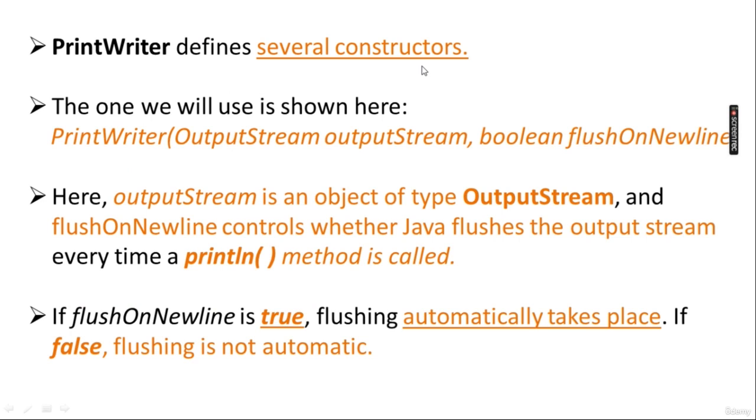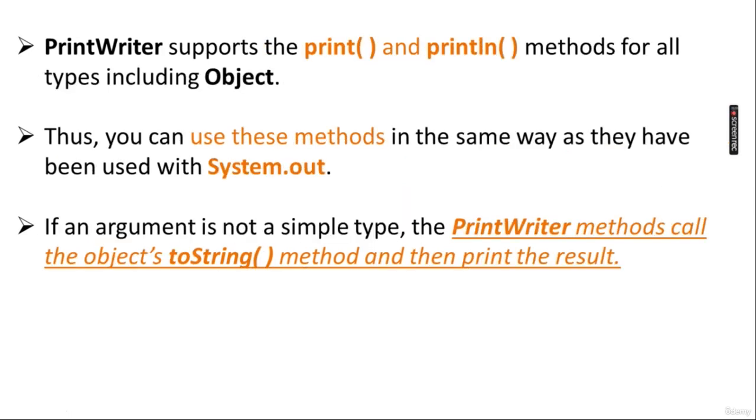PrintWriter defines several constructors. One of them is PrintWriter(OutputStream, boolean flushOnNewline). OutputStream is an object of type OutputStream, and flushOnNewline controls whether Java flushes the output stream every time a println method is called. Okay, so the first is an object of class OutputStream, and the second is flushOnNewline. So if flushOnNewline is true, flushing on a new line automatically takes place. Otherwise, it will not be automatic. You have to press enter to go into the new line.